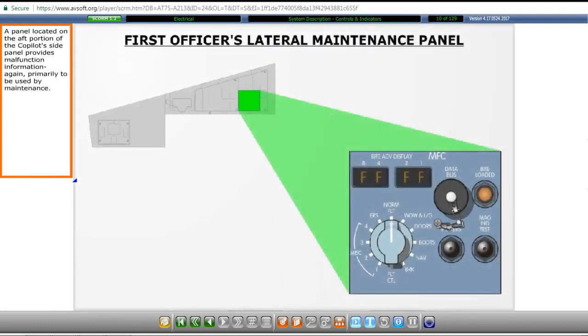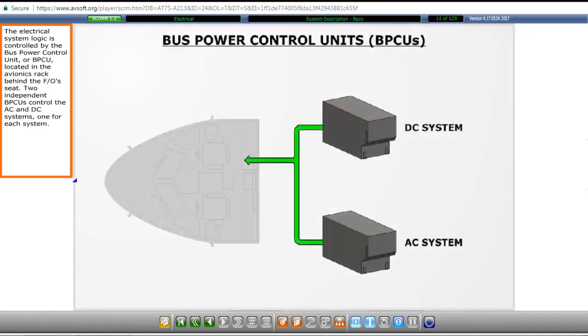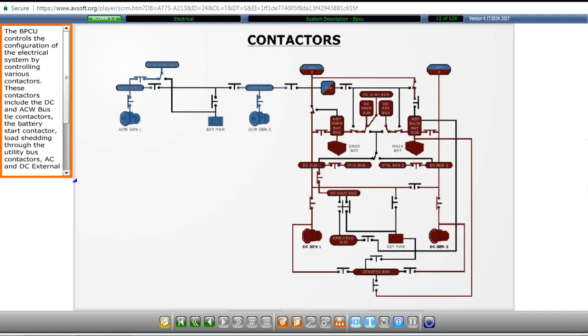A panel located on the aft portion of the co-pilot's side panel provides malfunction information, again, primarily to be used by maintenance. The electrical system logic is controlled by the Bus Power Control Unit, or BPCU, located in the avionics rack behind the first officer's seat. Two independent BPCUs control the AC and DC systems, one for each system. The BPCU controls the configuration of the electrical system by controlling various contactors.